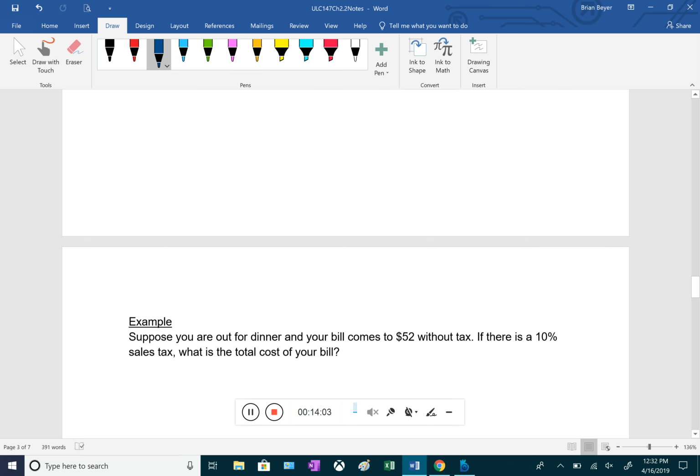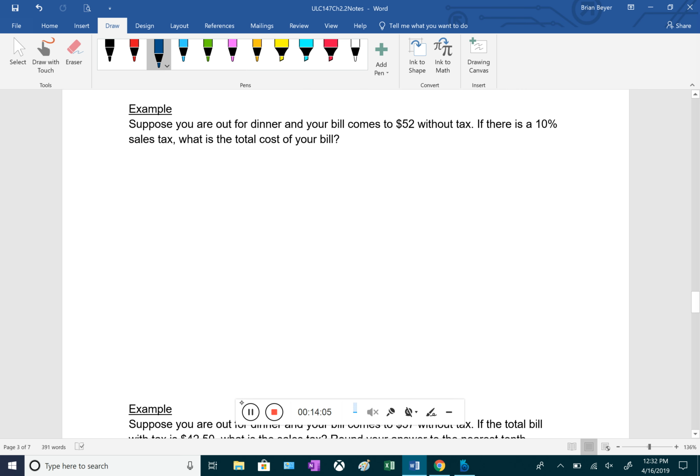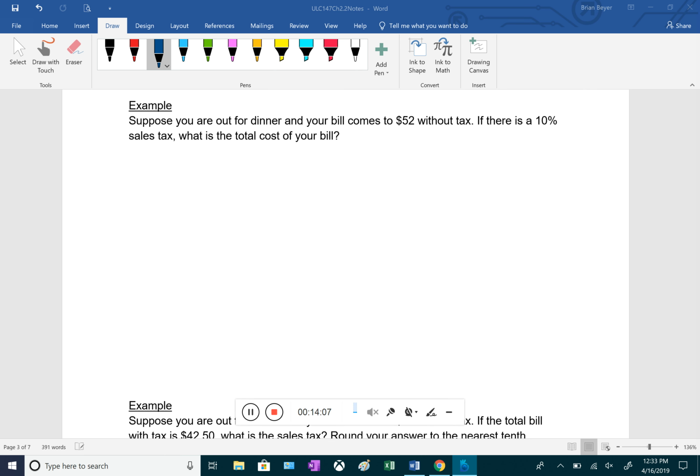Okay, for the next thing. Suppose you're out to dinner and your bill comes to $52 without tax. If there's 10% sales tax, we want to know what is the total cost of your bill.